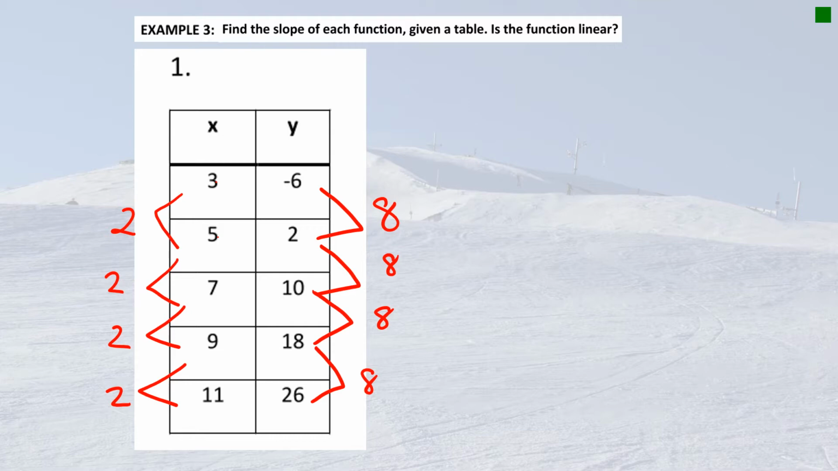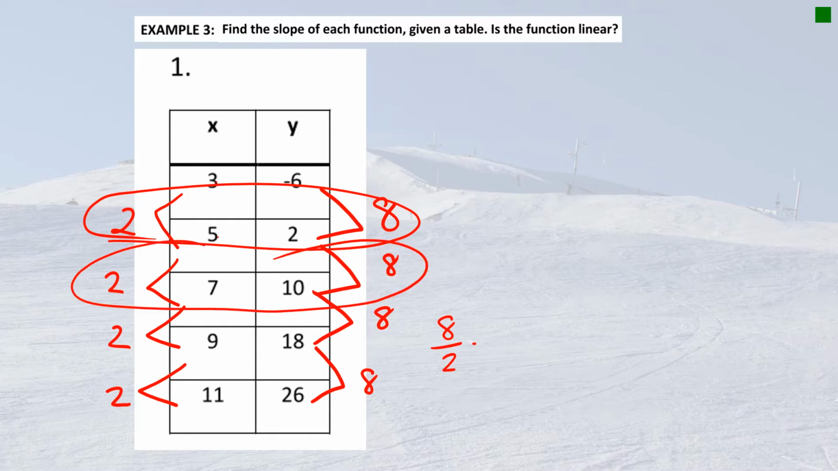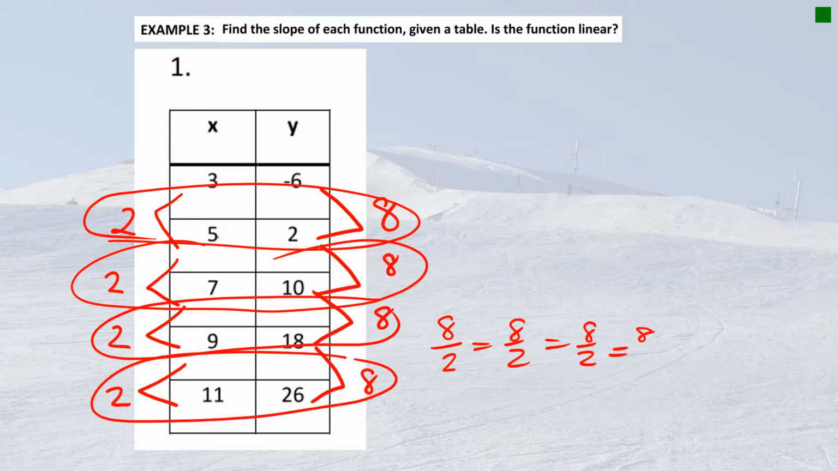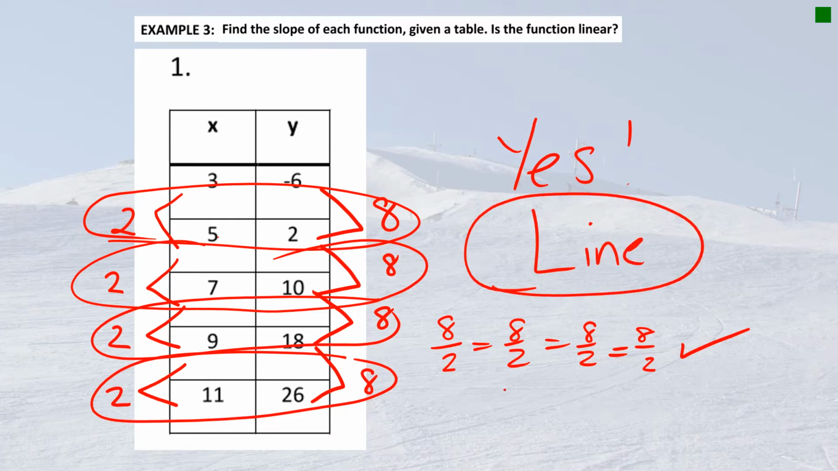So my slope, I look at these fractions. So I have change in y over change in x. Does that equal 8 over 2? Yes. Does that equal 8 over 2? Yes. Does that equal 8 over 2? Yes. So it says, is it linear? Yes, because lines have constant slope. That means the slope is the same between the pairs of values on the table.